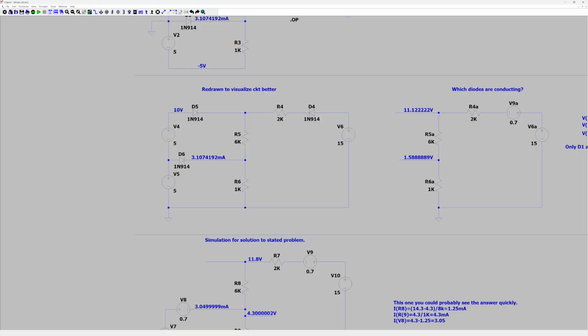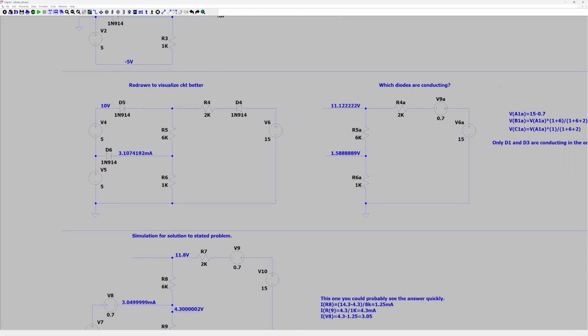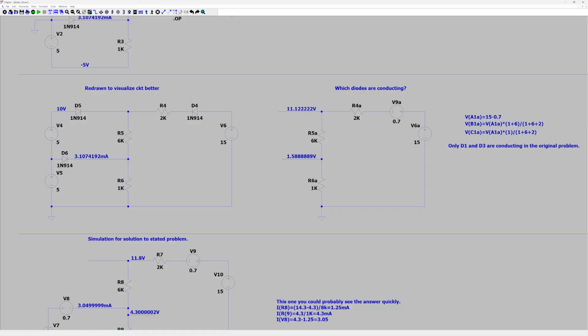Then the next thing you want to do is determine which diodes are conducting. And you can look at this and get an idea that this diode is definitely going to be conducting because it's the highest voltage in the circuit. The other ones aren't so obvious, but you might guess correctly that this diode is off and this diode is on.